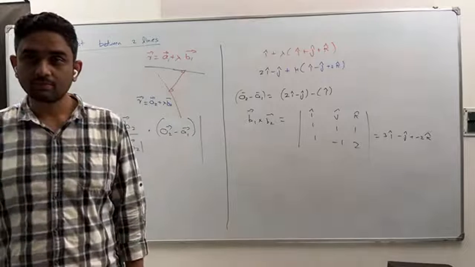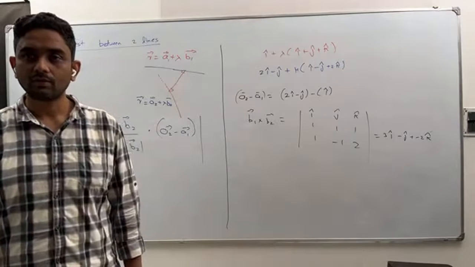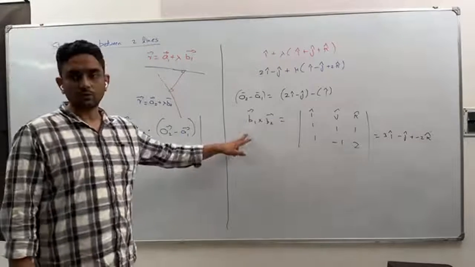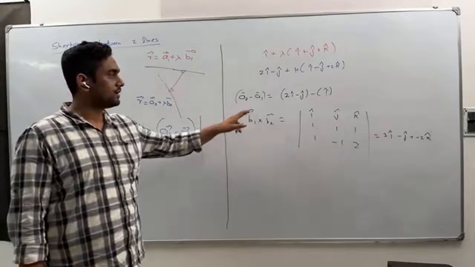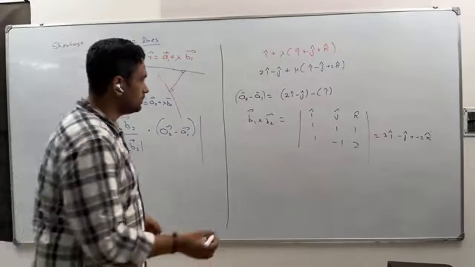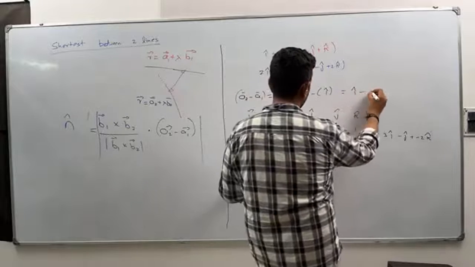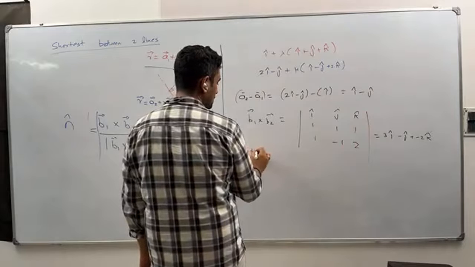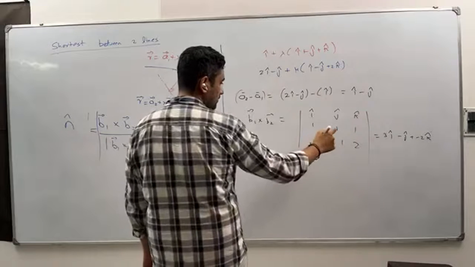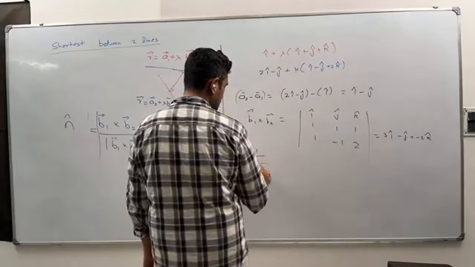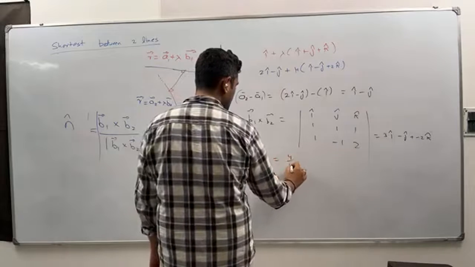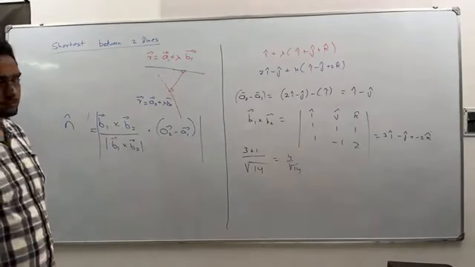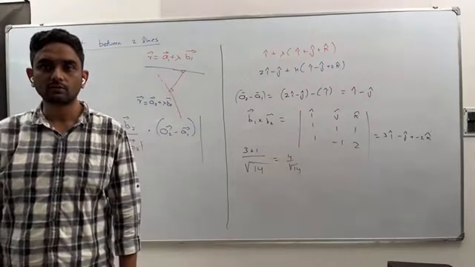So we have found b1 cross b2. We got a2 minus a1, so we'll take the dot. This I can further write as i cap minus j cap. When we simplify this, we'll get 3 plus 1 divided by the mod of this. Mod will be how much? Root 14. So the answer will be 4 by root 14. All of you are clear on this?